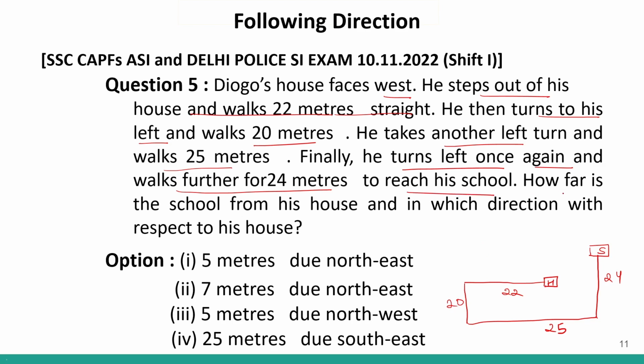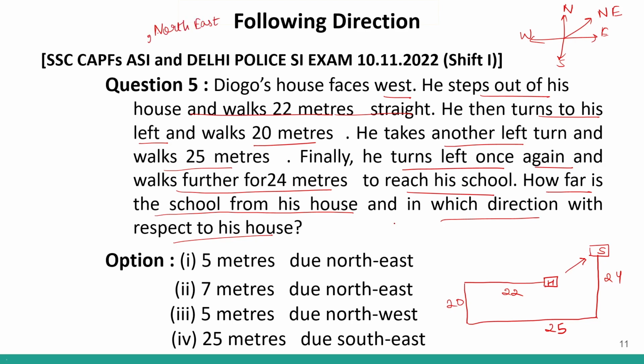Now we have to find out how far is the school from his house and in which direction with respect to his house. So direction is this. If you remember the chart, this is north, this is south, this is east, and this is west. This direction is called what? This is called northeast. Correct? So he has to go towards northeast.